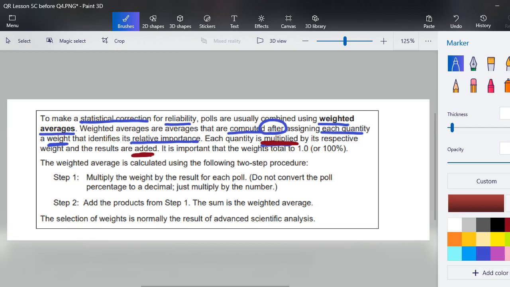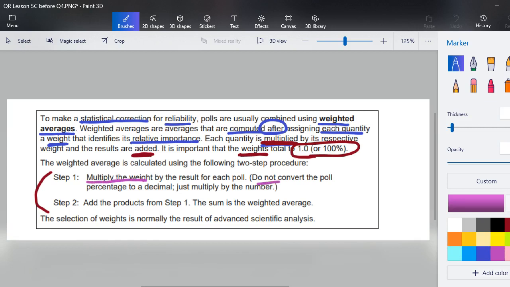So make yourself notes that make sense: we're going to multiply something, and then we're going to be adding some stuff. And there's even a cheater at the very end: when we get done, we need to verify that all of the weights come out to be 1 or 100%, which are the same thing. So here again is the weighted average, how it's going to be calculated using a two-step procedure. Number one, we're going to multiply the weight.